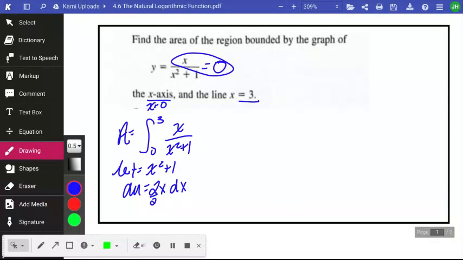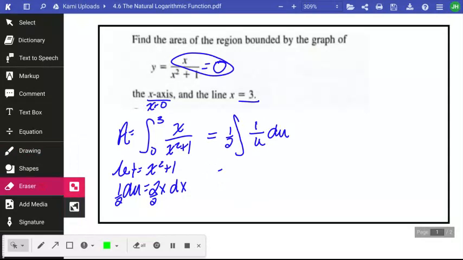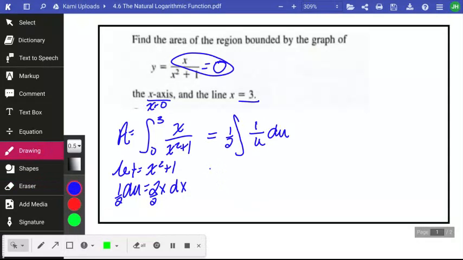And so I'm going to divide both sides by 2 or multiply both sides by 1/2. And so I'm going to have the antiderivative with 1/2 in front of it of 1 over u du. However, I need new limits of integration because x is 0 and x is 3, but I have u values. So we're going to have our x that's equal to 3 and find a u that corresponds with it, and an x that's equal to 0 and find a u that corresponds with that.